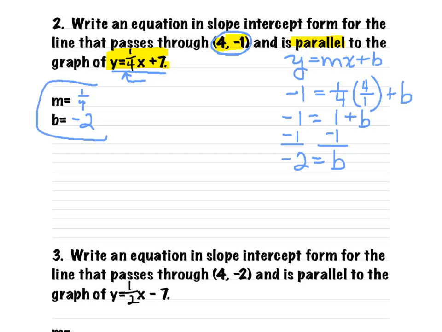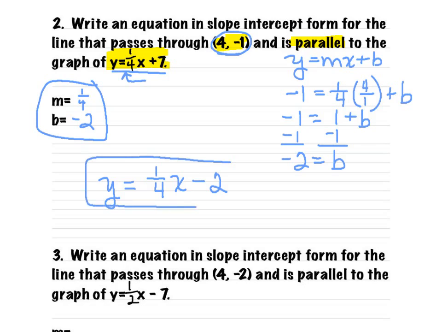Well, now that I know m and I know b, writing the equation is easy. y equals 1/4 x minus 2. And that is a line that goes through (4, -1) and is parallel to the graph of y equals 1/4 x plus 7.